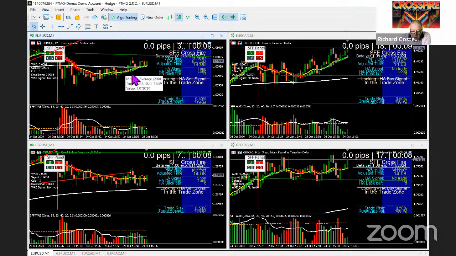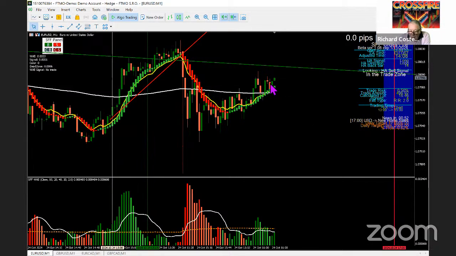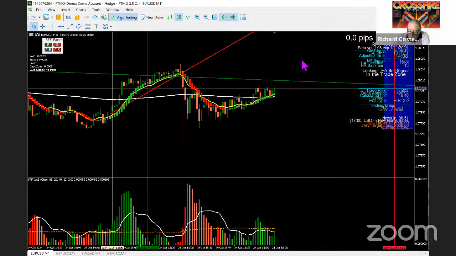What I'm seeing here is it's just been a crossover of the MA. So the MA has just crossed over. We're getting close to the green trend line. If it gets above the green trend line, I would want to know roughly how many pips there are before it hits the red trend line, because it more often than not will turn around when it gets to that red trend line.